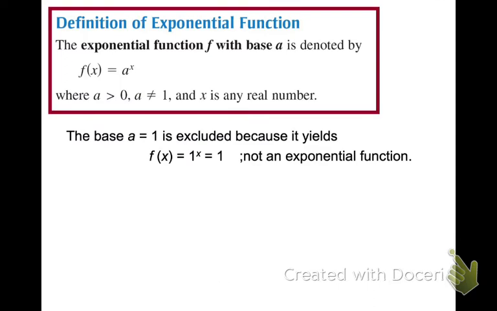So an exponential function has a variable in the what? Base. Exponent. Exponent. A is just a number. So an exponential function has a base of a, and it's denoted f of x equals a to the x. A has to be greater than 0, and a cannot equal 1.